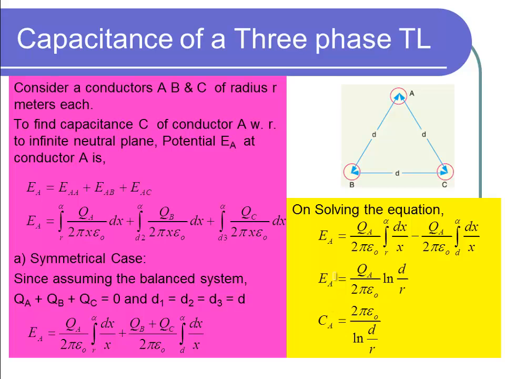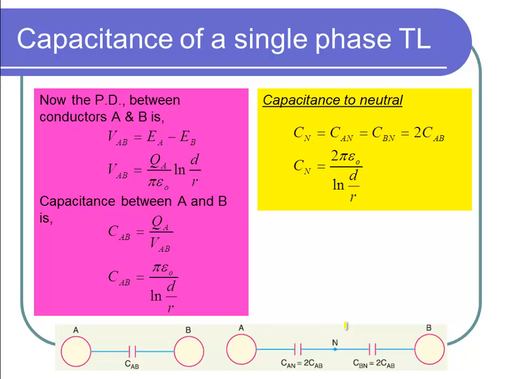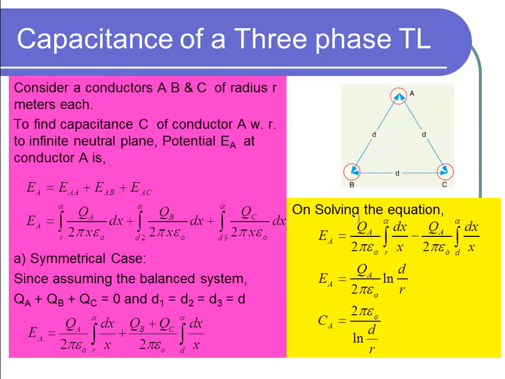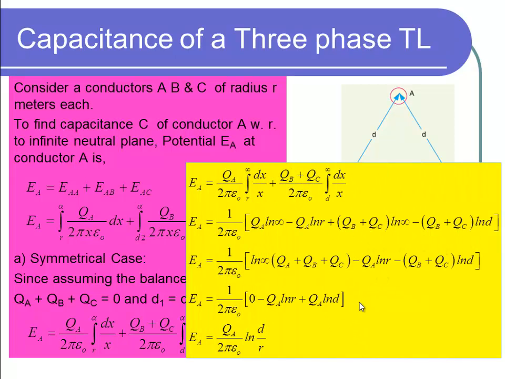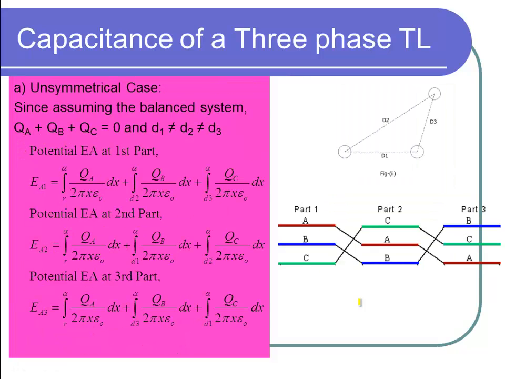So now we are having EA equal to QA by 2 pi epsilon naught ln d by r, and in the same way we can calculate the capacitance on conductor A equal to 2 pi epsilon naught by ln d by r. This is the final expression. Again, you can compare this equation with your single phase equation, that is 2 pi epsilon naught divided by ln d by r.